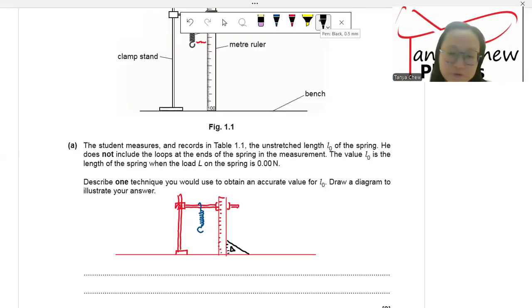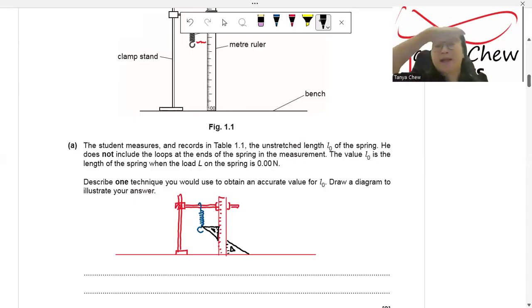Now, I am still going to use the same thing. This is also called a set square. I place the set square as a guide here. This is my set square as a guide, as a pointer to guide me to read the reading on the meter rule. So that is how I'm going to do it.